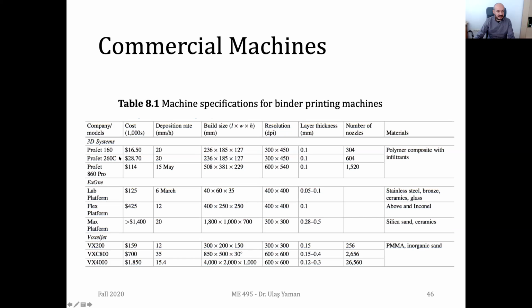So you see some types of machinery available in the market. 3D Systems is mainly responsible for polymers. They are working on polymers. And then we have the ExOne company. They work on ceramics, sand particles, even metals. And then lastly, we have the Voxeljet company that are working on this special polymer, PMMA, and inorganic sand.